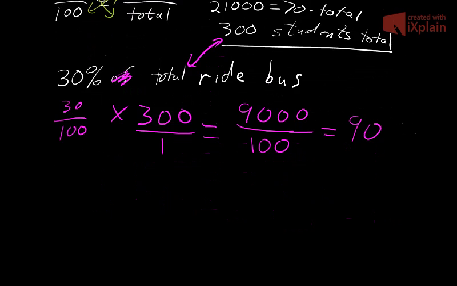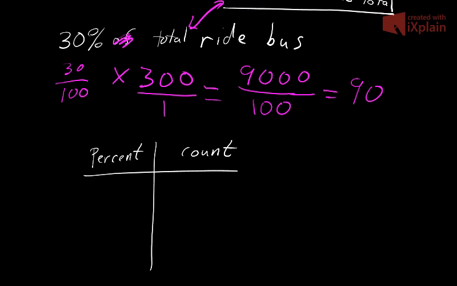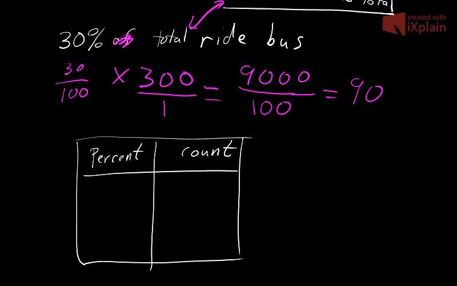So we're going to try it a different way. We are going to make a table, and that table is going to have the percentages on one side and the counts on the other. So if I make this table real quick, I know that my groups I have are going to be ride bus, don't ride, and the total.